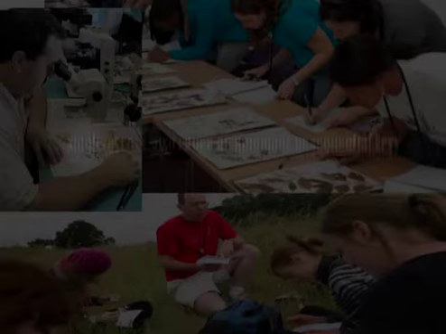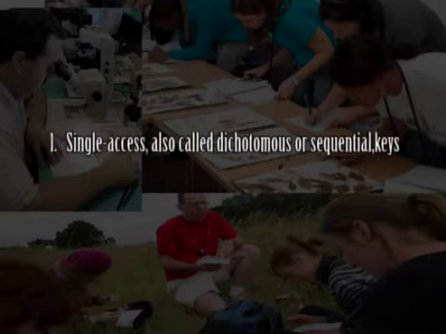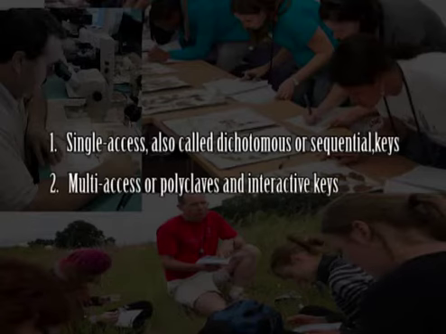Various types of keys and key formats are used in plant identification. Generally, we group them into two broad types: number 1 is single access keys, also called dichotomous or sequential keys, and number 2 is multi access keys, which are polyclaves and interactive keys.